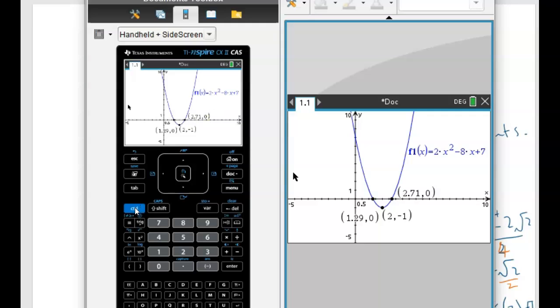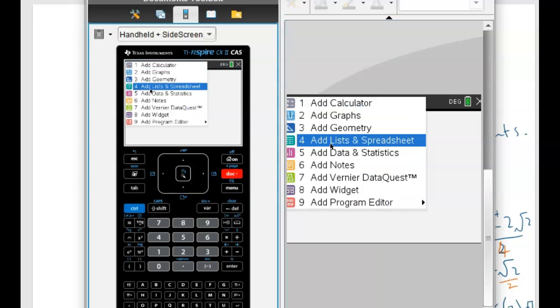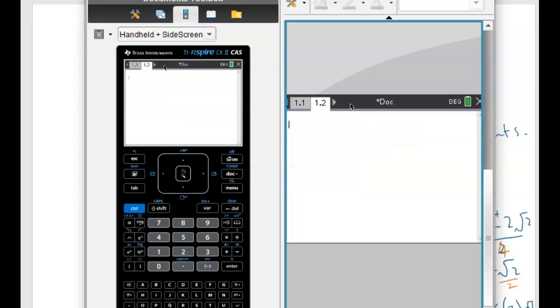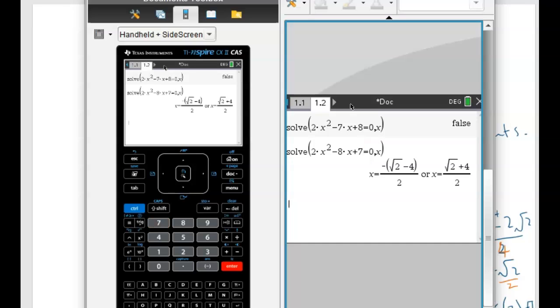So if we add a page, so control add page and add calculator. So we're just going to solve it by, I was going to say by hand, but we're not doing it by hand. We're solving it using solve on the calculator. Minus 7x plus 8. Now we're letting that equal 0 because your x-intercepts are when y is equal to 0. Oh, what did I do wrong? Did I get my 8 and my 7 around the wrong way? I did, didn't I? Sorry. So if it says false, it just means there's no x-intercept.